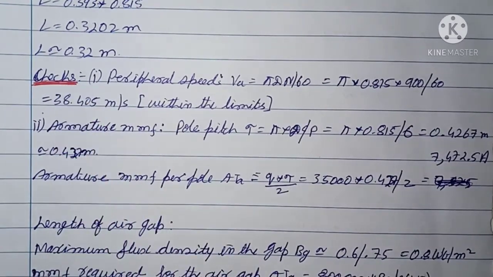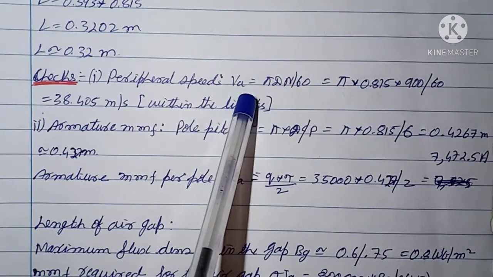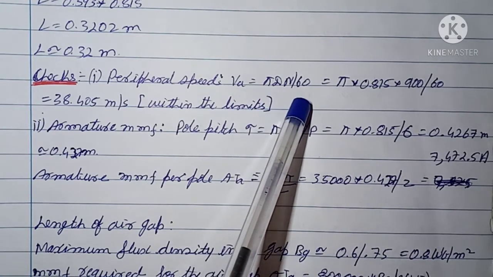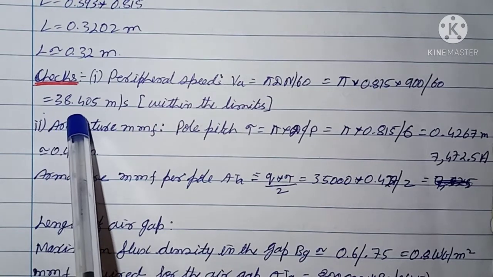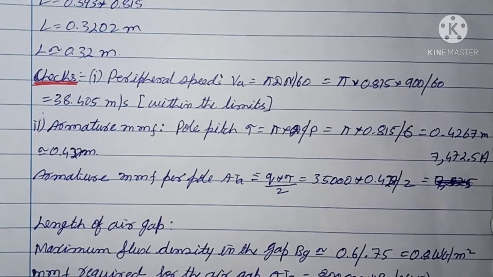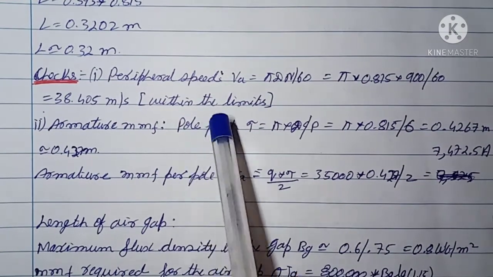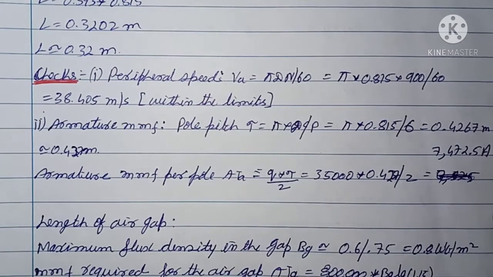Next we have the checks. First the peripheral speed, which should not exceed 40 meter per second. For that we have the basic equation V equal to pi d n by 60. Substituting that, we get a value of 38.405 meter per second, which is within the limits.